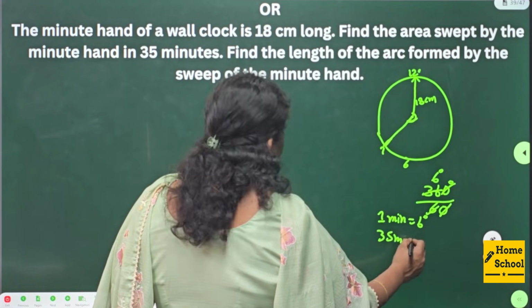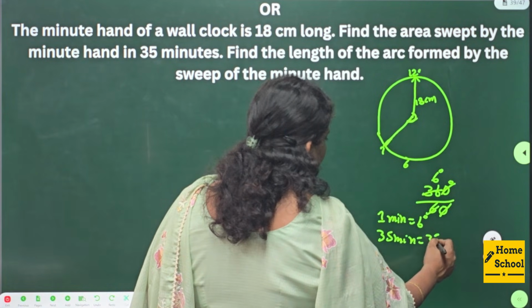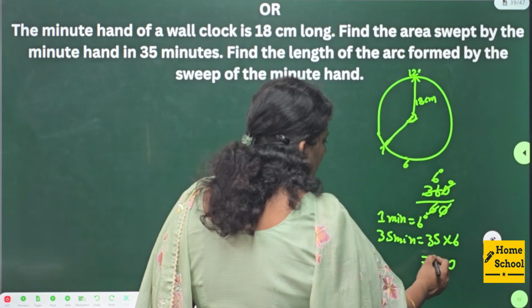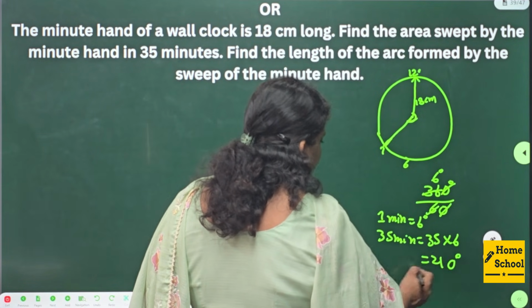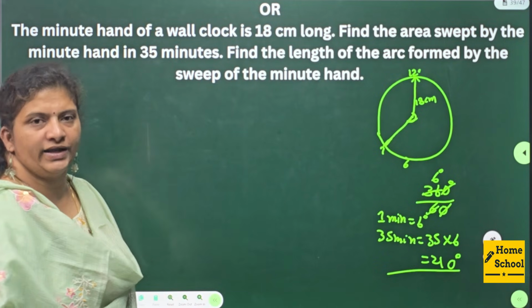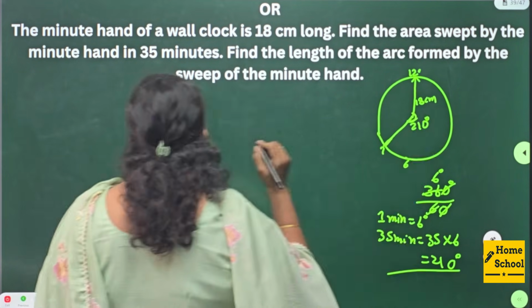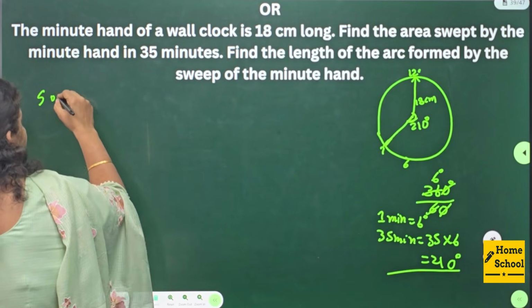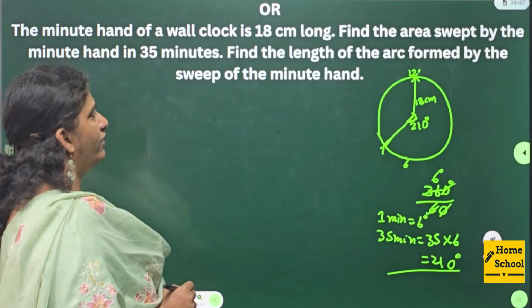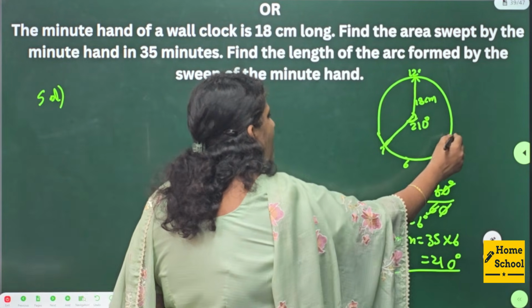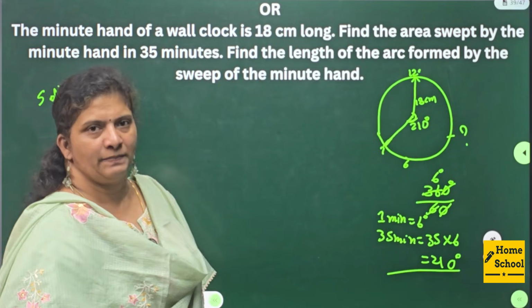35 minutes. That means 35 into 6. 6 5s are 30, so the angle is 210 degrees. First we need to find the angle. And now, what do we need to find? The length of the arc formed by the sweep of the minute hand. What is this arc length is your question.